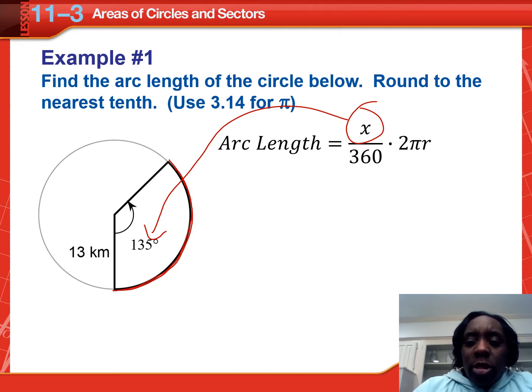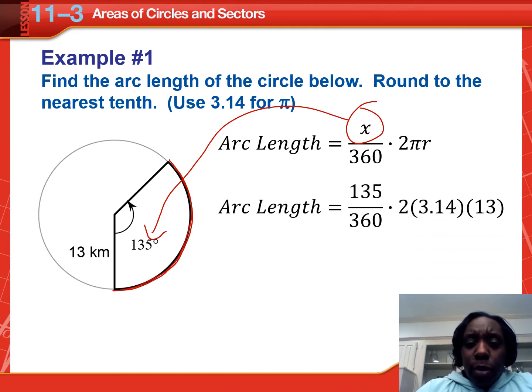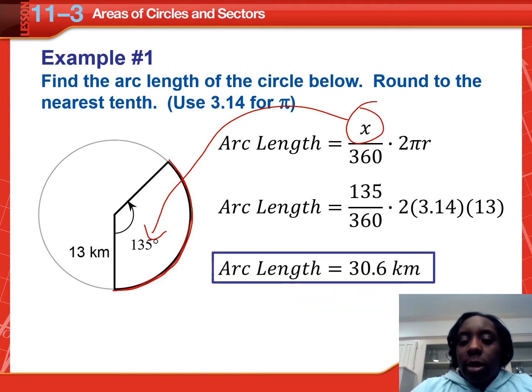After that, let's just substitute everything we do know. The 135 comes into play. I still have 2, I'm going to use 3.14 for pi, and 13. I'm just going to multiply all that out. And I get the arc length is 30.6 kilometers. There we go, that easy. All right, so let's jump to example 2.